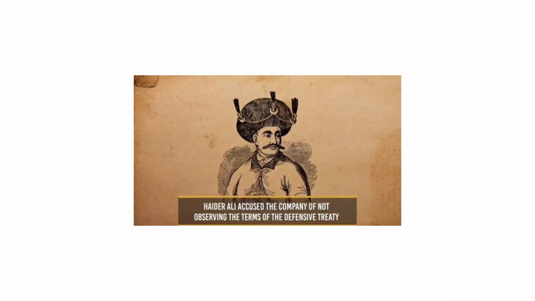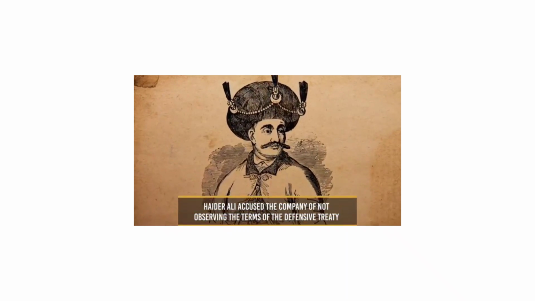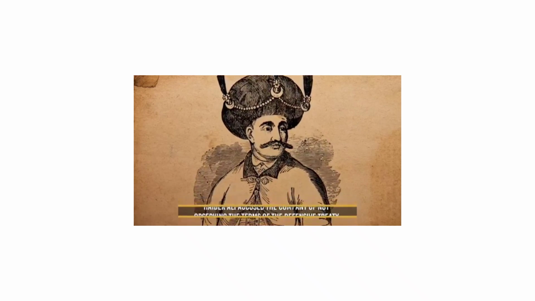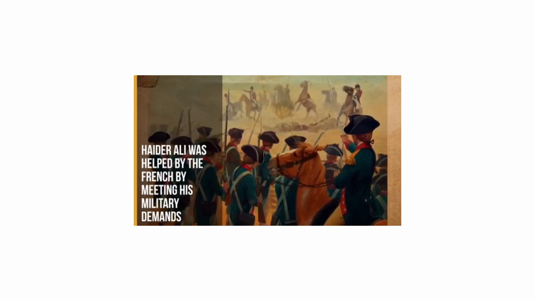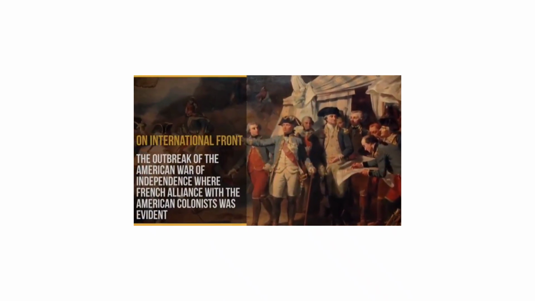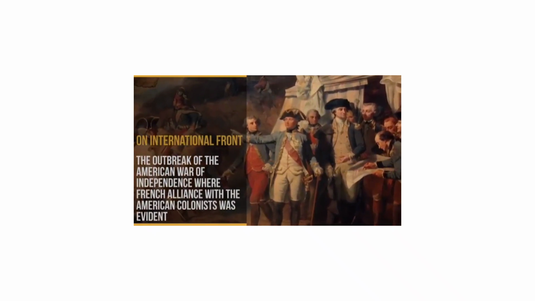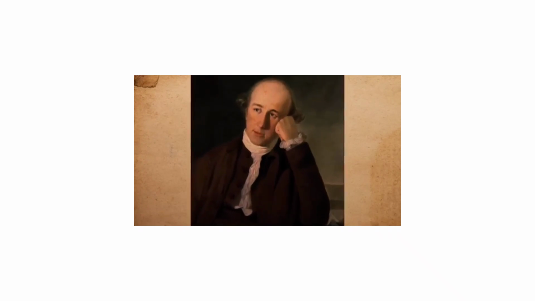Hyder Ali accused the company of not observing the terms of the defensive treaty when they refused to help him when the Marathas attacked Mysore in 1771. Furthermore, Hyder Ali was helped by the French in meeting his military demands. On the international front, the outbreak of the American War of Independence, where the French alliance with the American colonies was evident, made Warren Hastings extremely suspicious of Hyder Ali's relations with the French.